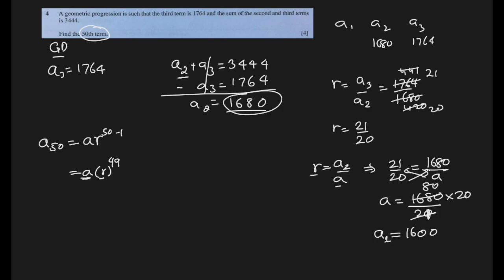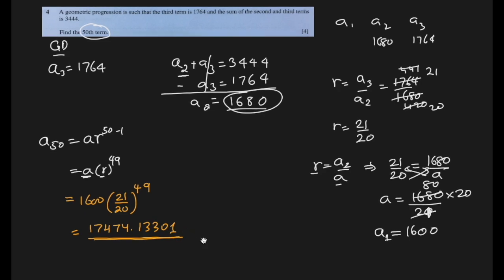And now we can just substitute them here. A50 will be 1600 multiplied by 21 over 20 to the power 49. My calculator says 17474.13301. Ideally, this should be the answer. I don't think it needs to be rounded off because we can't change a term, okay, to 3 significant figures.